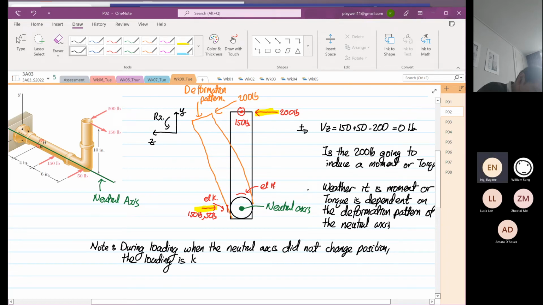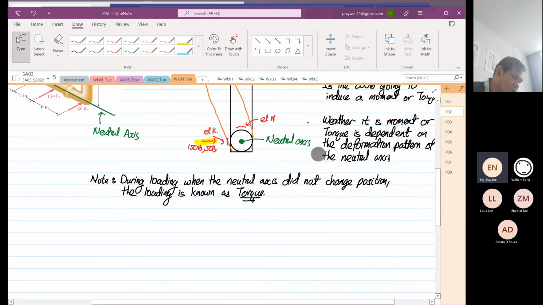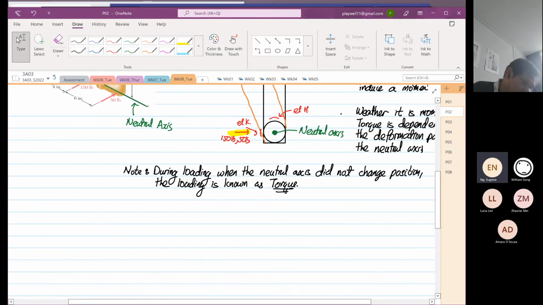is known as torque. Okay, now let's view this when it's not a torque. So now let's say we view this in the XY plane.